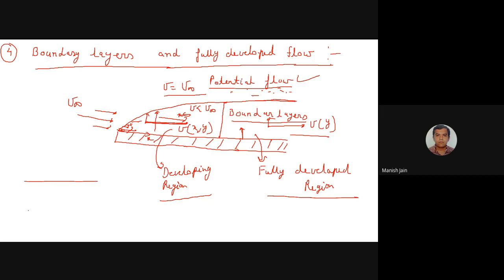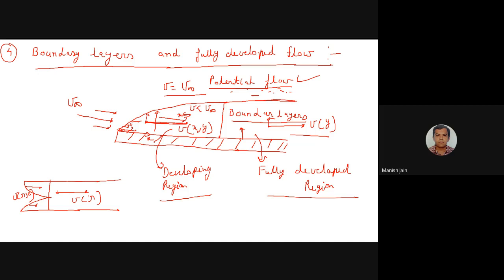In the internal flows, what happens? Sometimes you have the internal flow where the fluid is surrounded by solid bodies. Then the two boundary layers will merge with each other. Okay, so the region where boundary layers are developing is the developing boundary layer region, and the region where both boundary layers are merged with each other, there you have the fully developed region. So in the fully developed region, again the velocity is only a function of one direction, that is the r direction. In the developing region, velocity is a function of r as well as z.